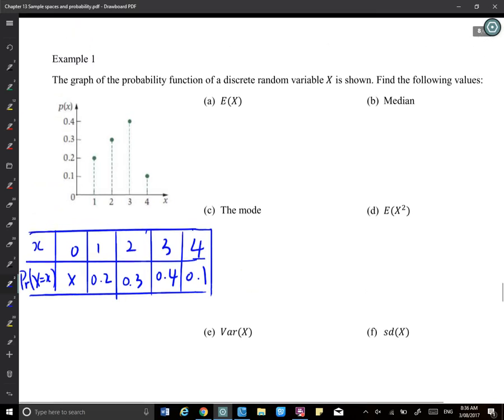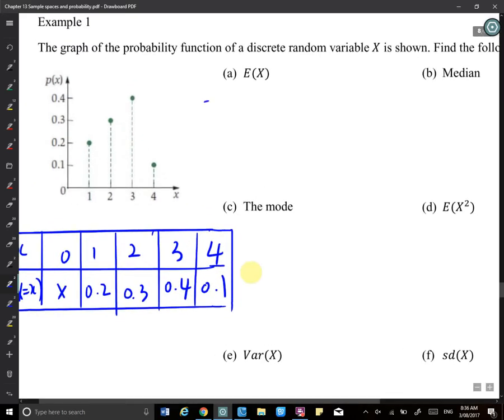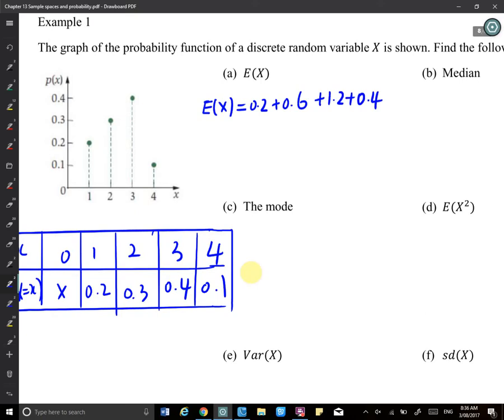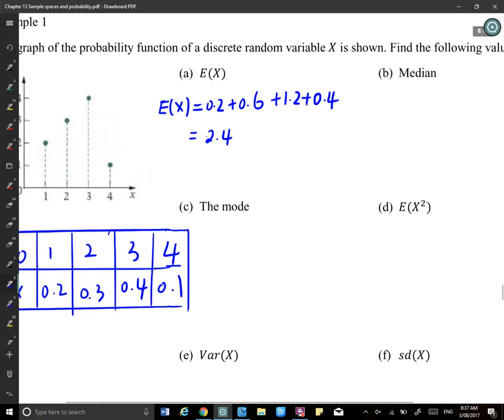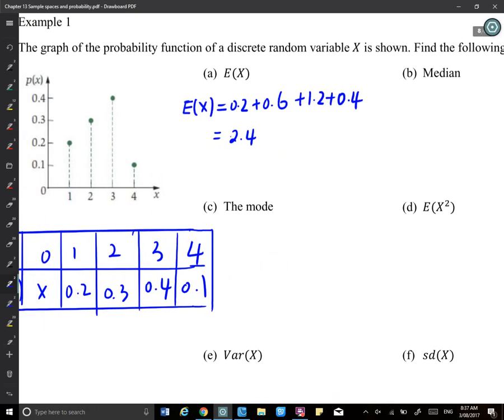So I will find the expected value. The expected x equals 1 times 0.2 gives you 0.2, 2 times 0.3 gives you 0.6, plus 1.2, plus 0.4. You multiply them individually and add them together. So you have 0.8 plus 1.2 plus 0.4, which is 2.4, the answer. That's the expected value for x. Can you see we have 2.4, which is not a possible value for x? That's alright.